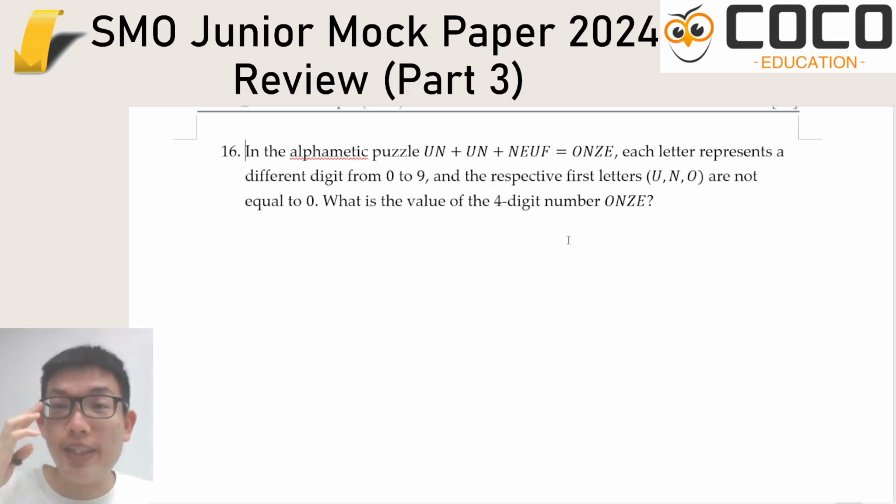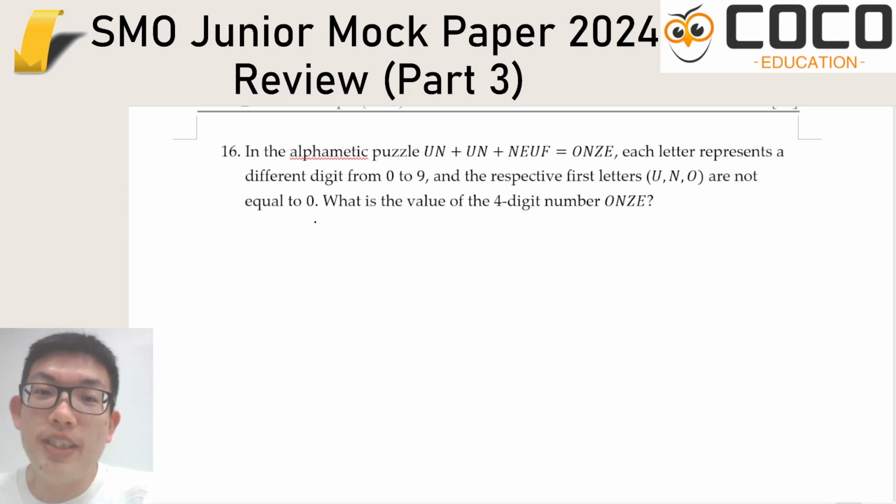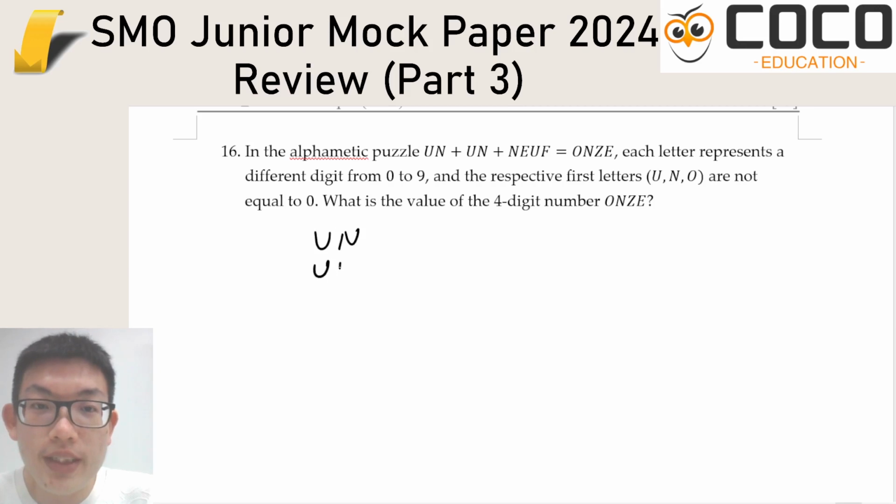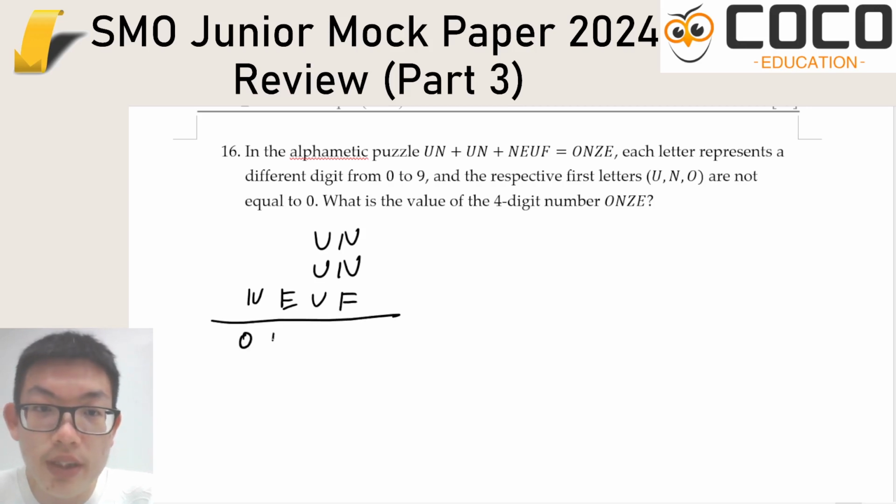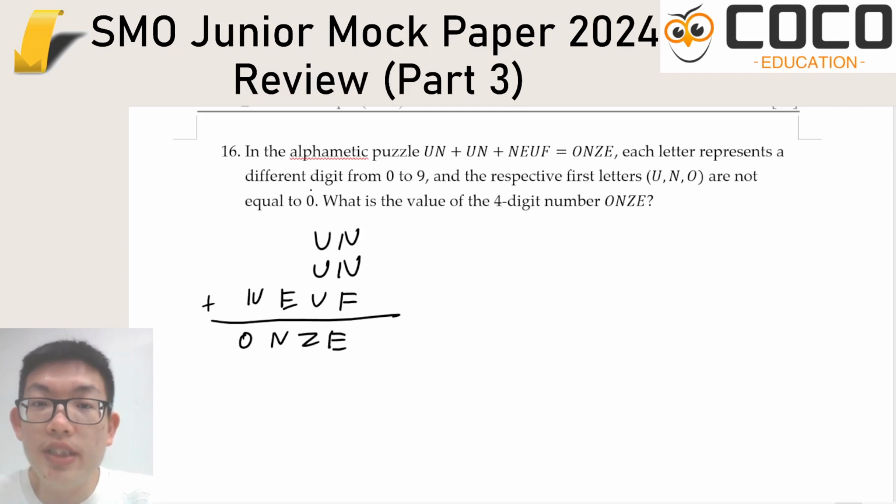It's a classic arithmetic. Each different letter represents a different digit. You will have seen these kinds of things in primary school Olympiads, usually written out vertically, not always, but usually. The first digits at the front are not 0, and it just asks you to solve this.